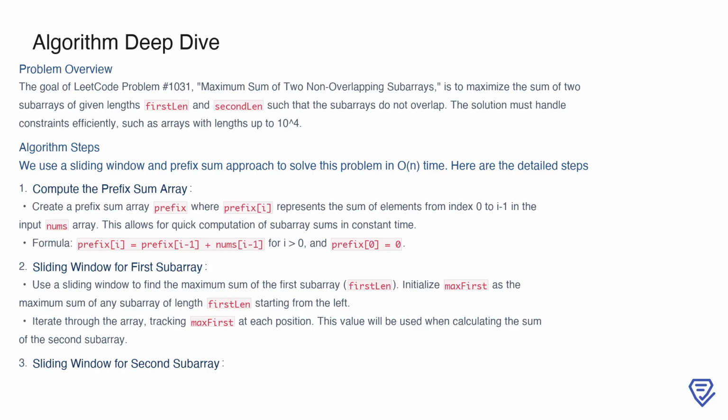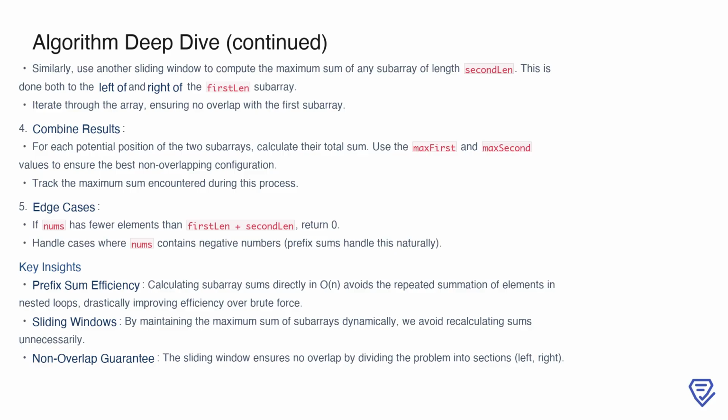Then, using a sliding window approach, we identify the maximum sum of the first subarray of length first len, iterating through the array while dynamically updating the maximum sum seen so far. This ensures that we have the best possible subarray of length first len at each position as we proceed further. Next, we employ a similar sliding window technique to compute the maximum sum of the second subarray of length second len. This process is done carefully to ensure that the two subarrays do not overlap.